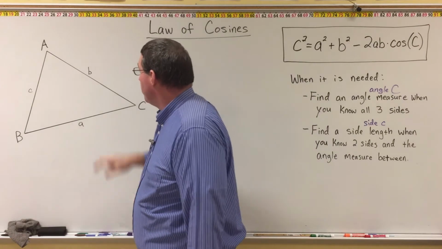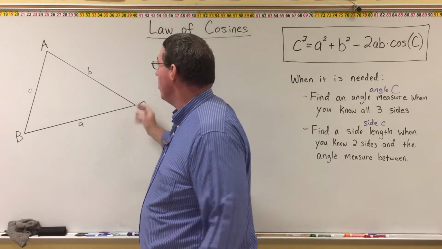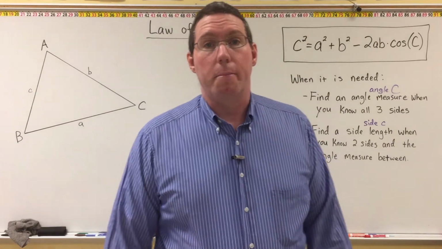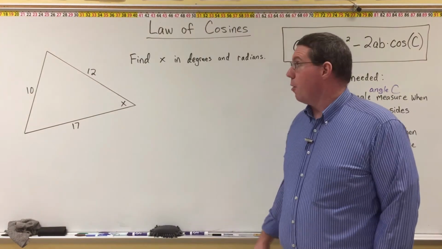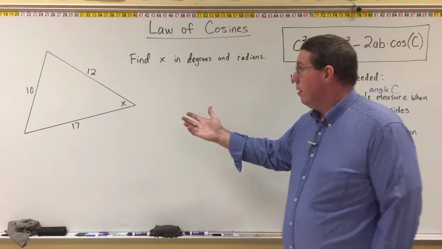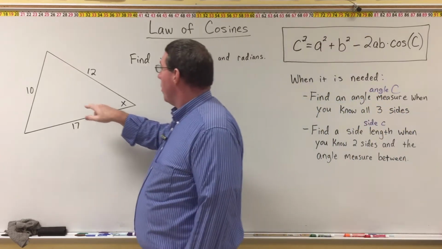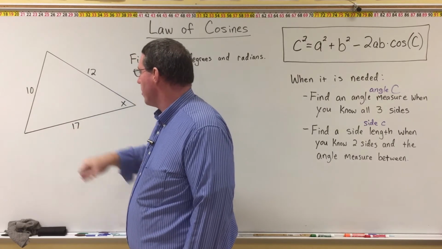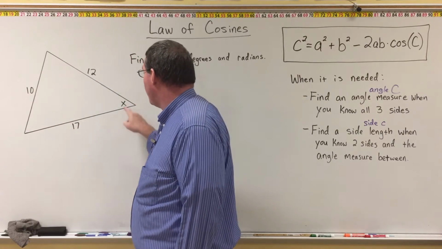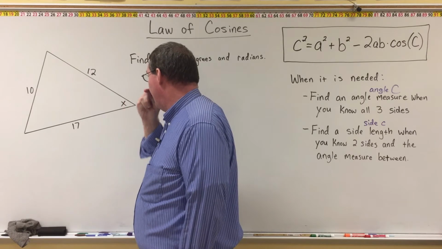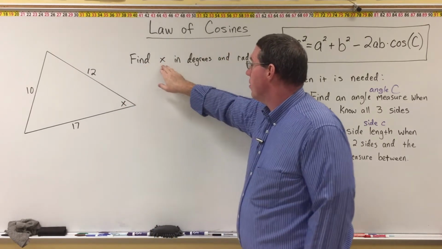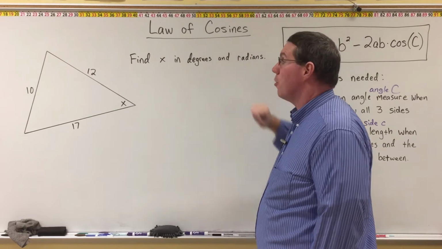And then the other situation is where we know 2 sides and 1 angle and we want to find the other side. Okay, so let's go ahead and jump into a couple examples right now. All right, so here we have a triangle where one of the sides has a length of 12, one of the sides has a length of 10, and one of the sides has a length of 17. And we have a variable x in one of the angles. And it says find x in degrees and radians.